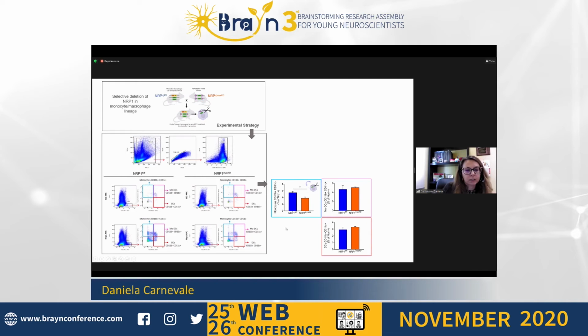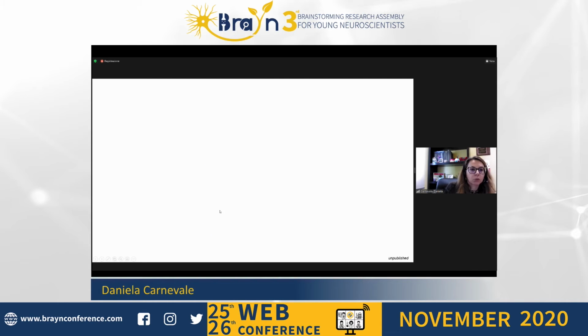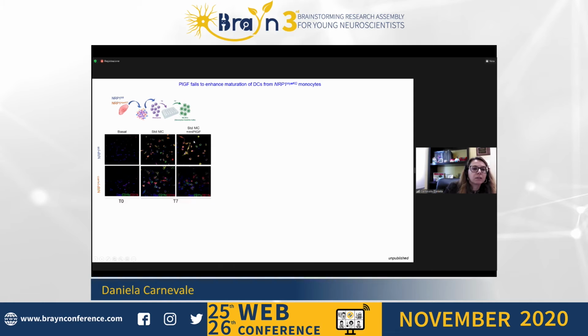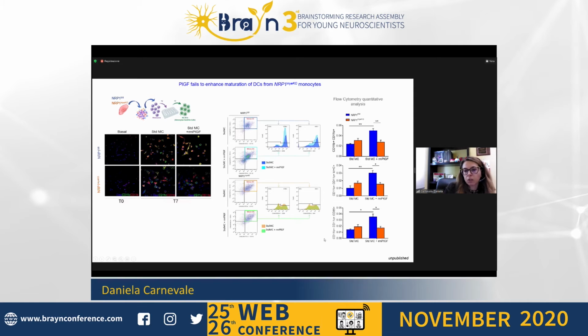That is the fraction that we then subject to the protocol of stimulation with the standard maturation medium and the addition of PLGF. And what we observed is that in the absence of neuropilin-1, PLGF is unable to promote the maturation of dendritic cells, and also at the level of quantitative analysis by flow cytometry, we can appreciate the same results. This indicates that the pathway responding to PLGF inside the spleen is transduced by neuropilin-1 inside myeloid cells.